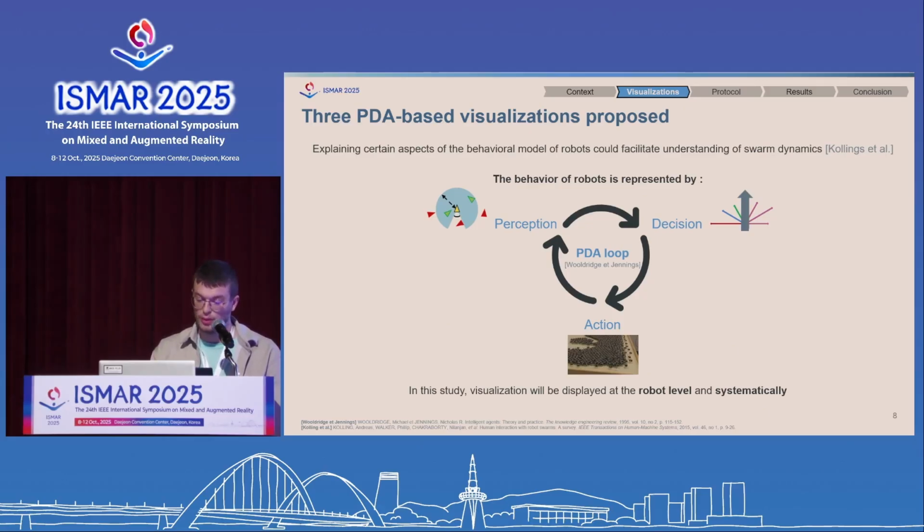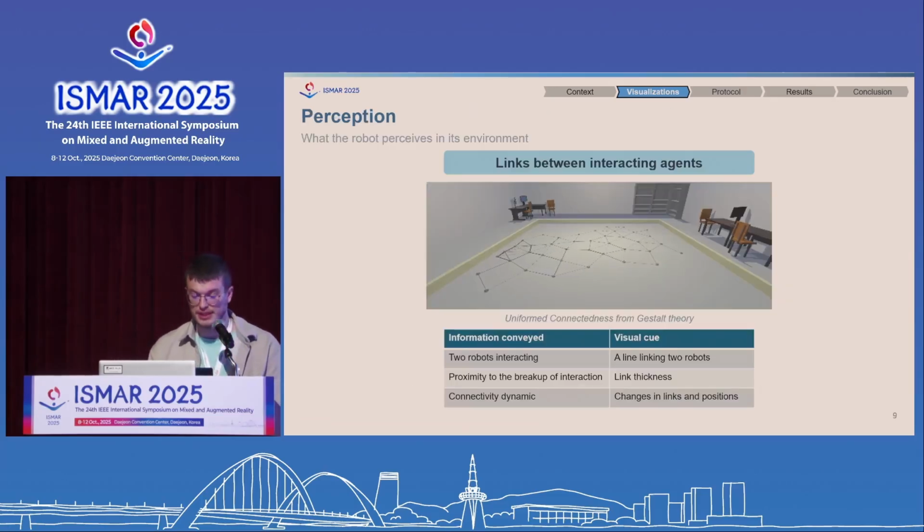In this study, our visual cues will be displayed at the robot level, so on each robot, and systematically. For the first aspect, the perception, we will display the connectivity of the swarm by displaying links between interacting agents. The link thickness will change depending on how far two robots are from the break. If they are near the break, it will be thin, and if they are far from it, it will be thick.